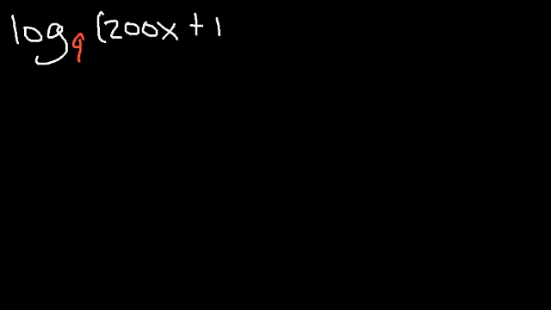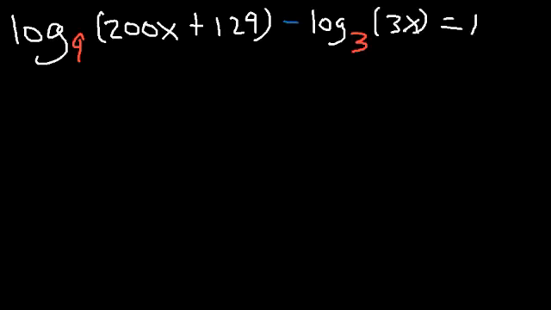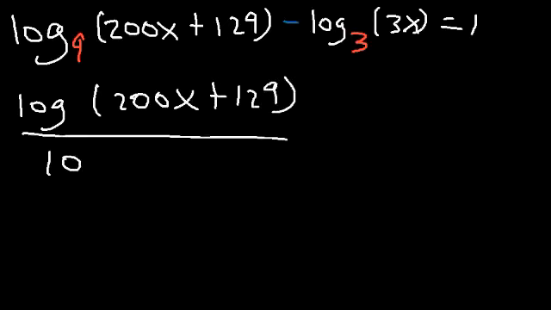So this is going to be the last problem for today. So let's try it. Log base 9 of (200x plus 129) minus log base 3 of (3x) equals 1. So let's use the change of base formula to convert 9 into base 3. So this is going to be log of (200x plus 129) divided by log of 9. And let's add a 3 to each base.